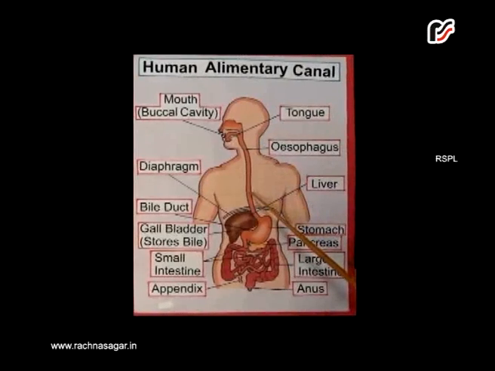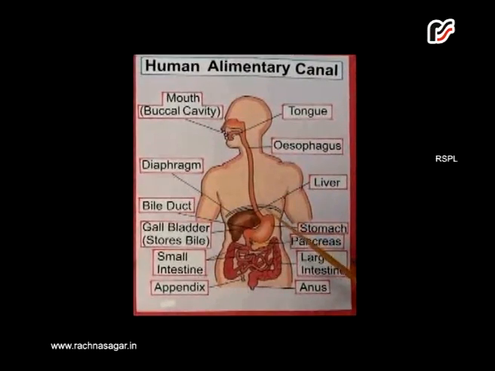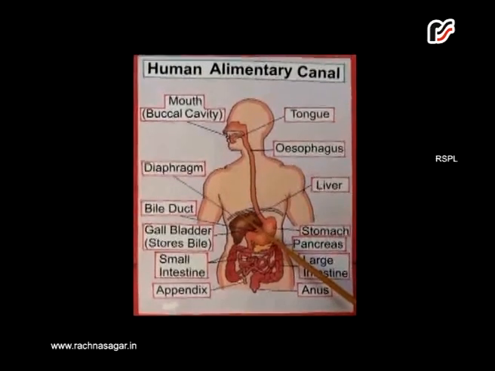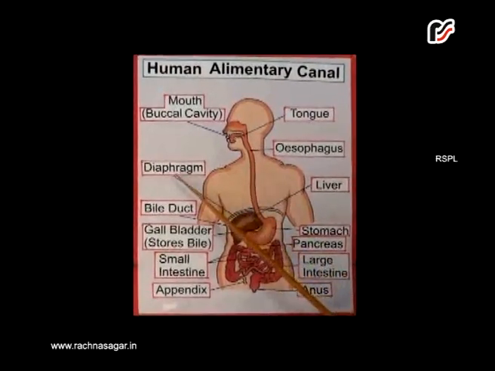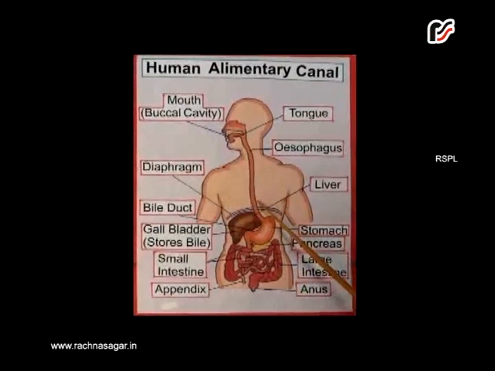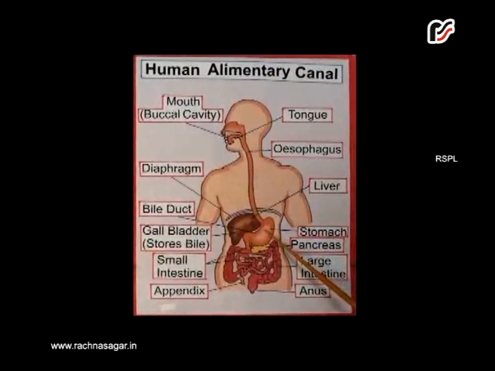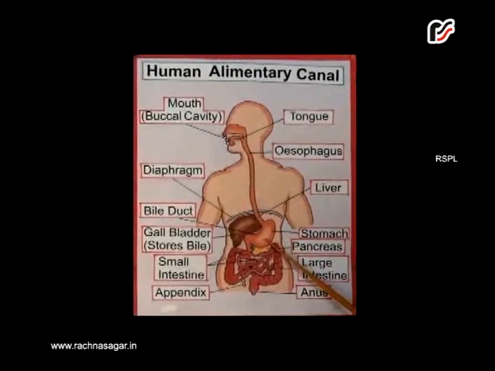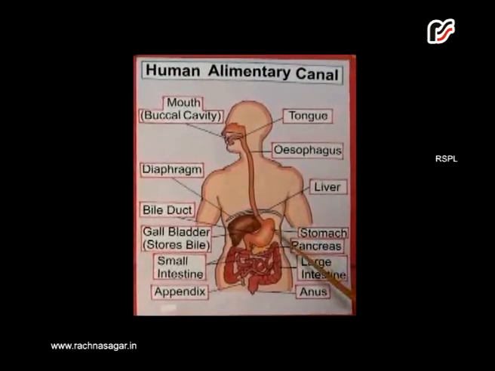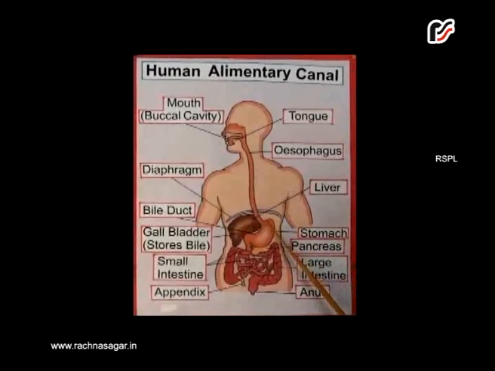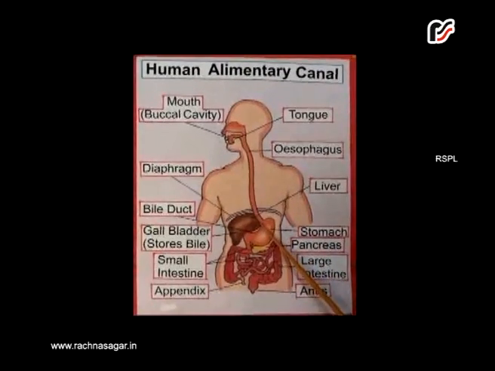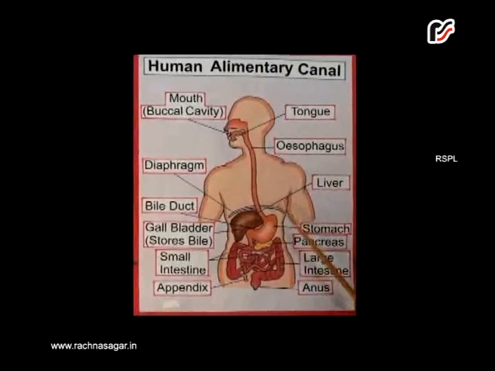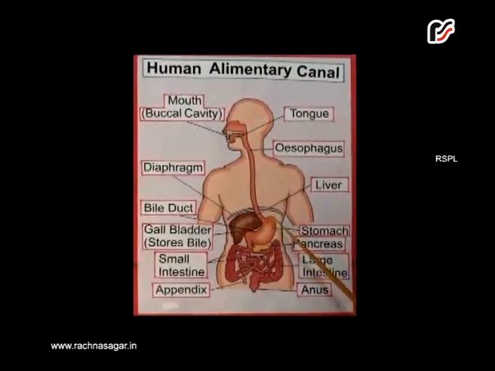This pipe enters via a muscular partition, which, though, is not a part of human alimentary canal. It is known as diaphragm. So it leads down in the abdomen. Esophagus opens into a bag-like structure which is known as stomach. At the base of this esophagus, there are sphincter muscles, circular muscles known as the esophageal sphincter.